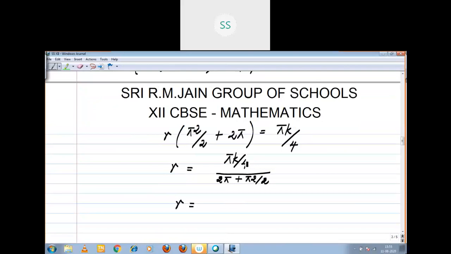Now r equals, in the denominator, 4. First I will simplify the denominator, then I can explain to you.